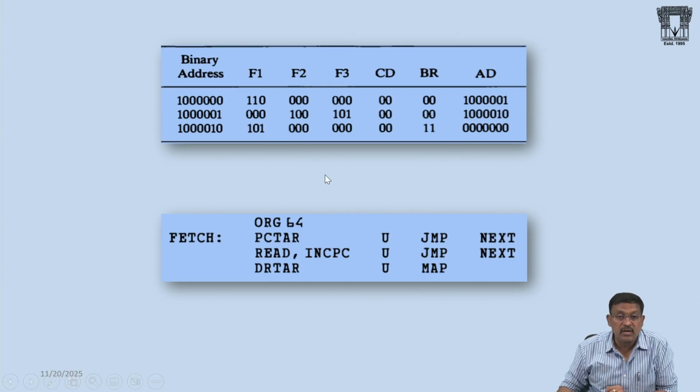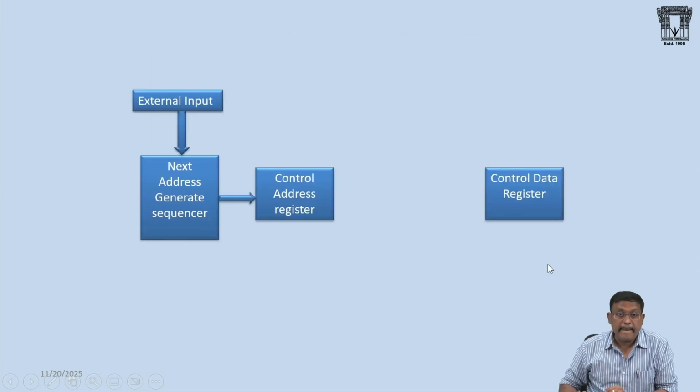So in such a way you can see PC to AR, fetch the routine. We already discussed this one. Read the data and increment PC. These two take place within 1 clock pulse, and the address register is transferred the data. This is the mapping operation. This is very important: the next address generation.